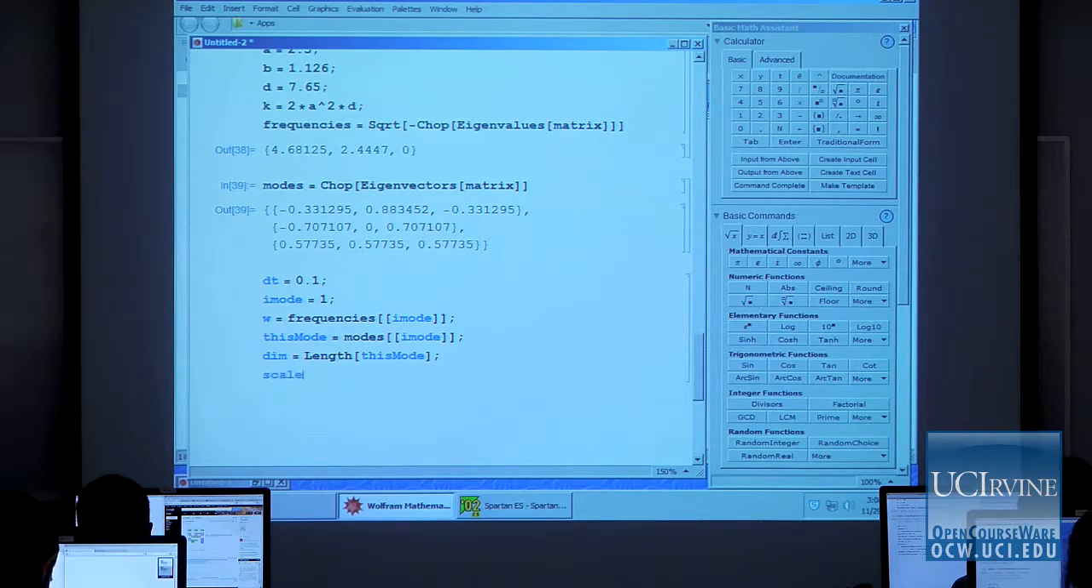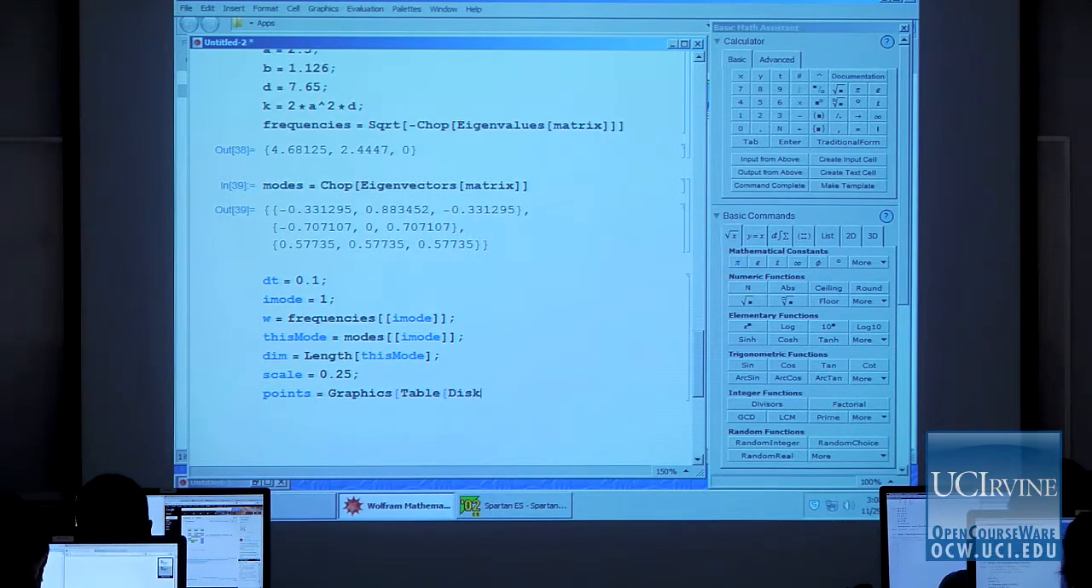Then this number here is just a scaling factor to make my picture look nice, and I'm going to call it 0.25. And now I'm going to generate a bunch of images that show the atoms moving around, and the atoms are going to be represented as black disks. All right, so I'm going to say points equals graphics, which will allow me to draw disks, and then I'm going to specify them in a table.